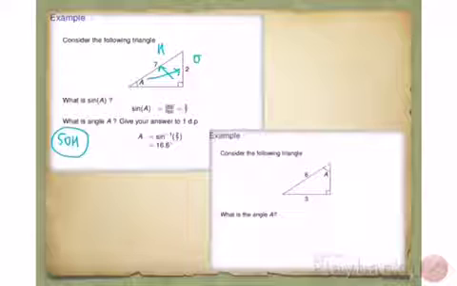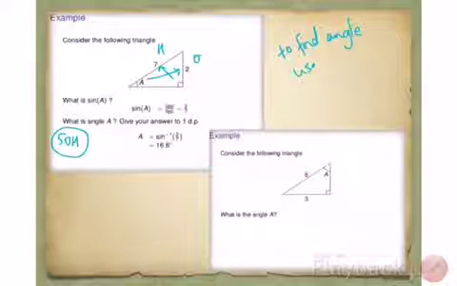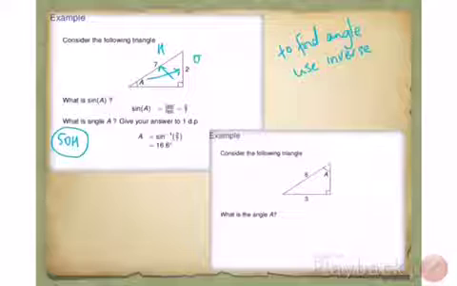So when you're trying to find the angle, you use the inverse function. So to find angle, use inverse. And the inverse function is always, when you press the second function key on your calculator, it gives you the sine -1. Okay.